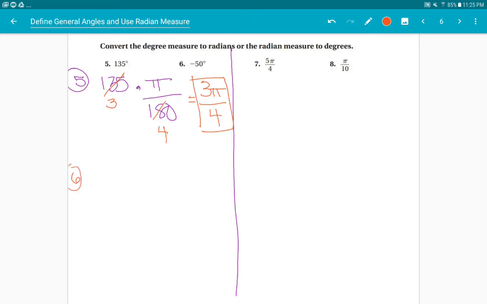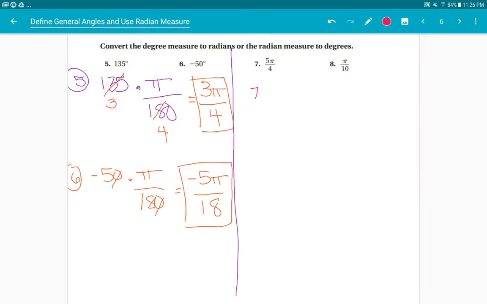Let's look at number 6. We have negative 50 times pi over 180. Let's simplify here. The zeros can cancel out. Negative 5 and negative 18 do not have anything else in common, so I get negative 5 pi over 18. Since your original angle was negative, your radian measure also needs to be negative. Make sure of that when you're working on these problems.